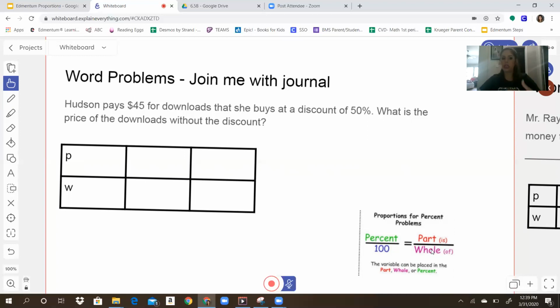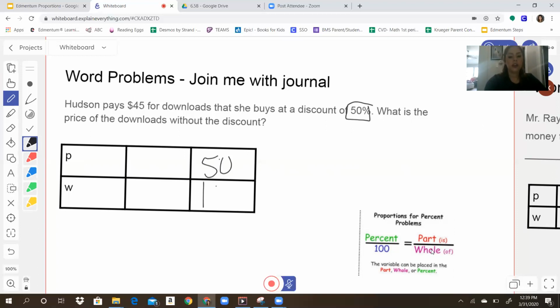But if we need to break that down into a percent proportion, this is what it would be. Discount was 50%. And $45 is what she paid. $45 is the part. 45 is 50% of what number? So our variable, we are looking for the whole. Again, some of us may know that very quickly without needing the percent proportion, but if you need it, this is here for you.